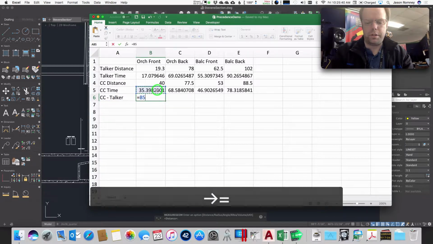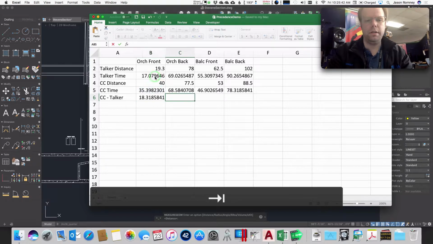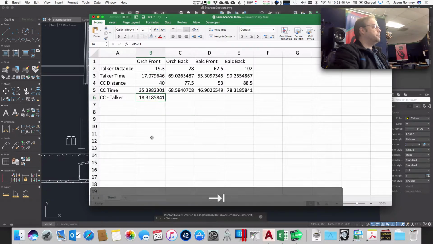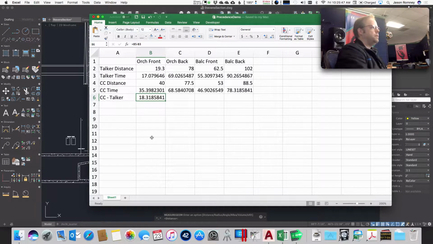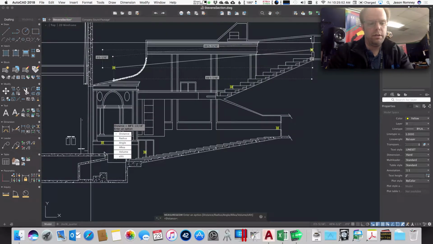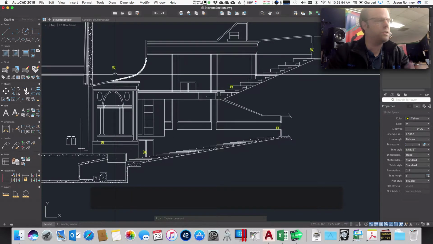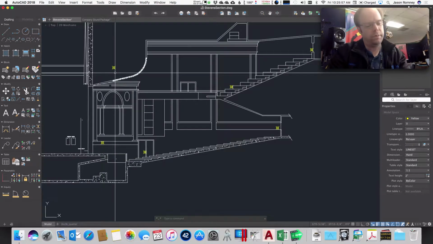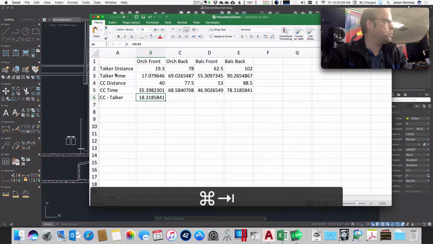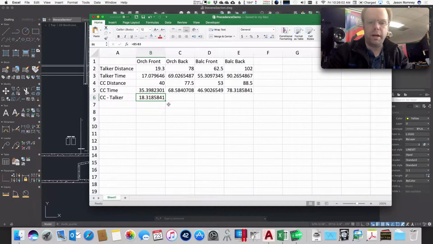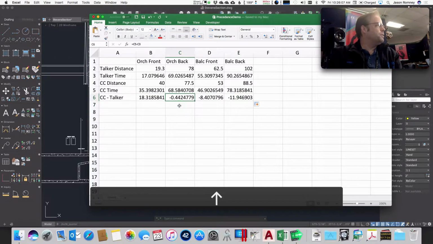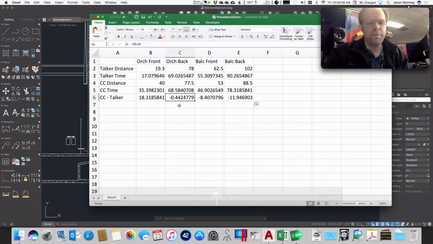So I'll do center cluster minus talker. 18 milliseconds at the front row. And that makes some sense, right? If you just look at it, the talker is closer to the front row than the center cluster is. So I would expect the talker to arrive first. The center cluster arrives 18 milliseconds after the talker. But if I then take this math and copy it over, I have negative numbers everywhere else. Okay? So at the orchestra back row, they're arriving at almost the exact same time.